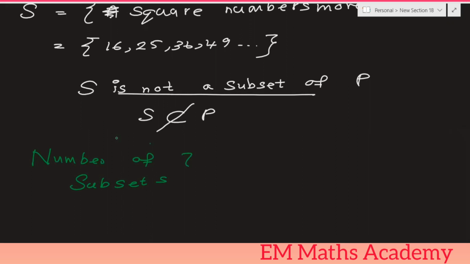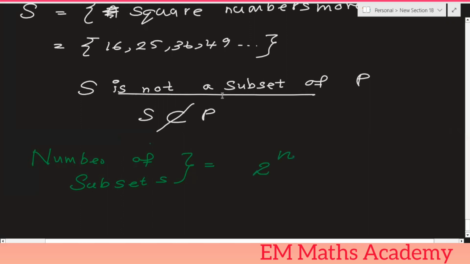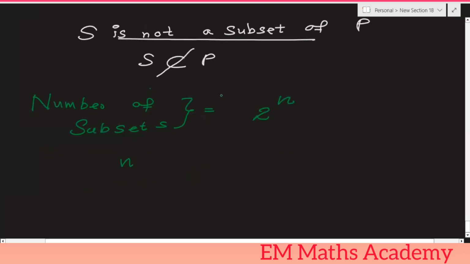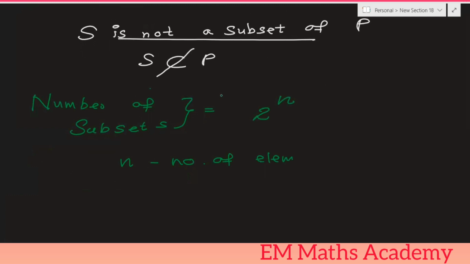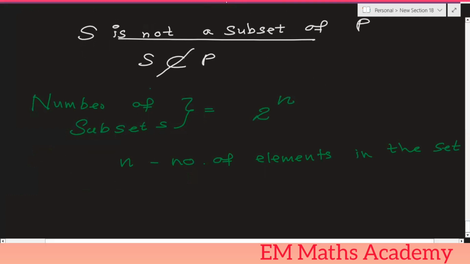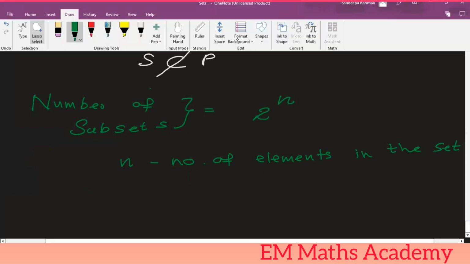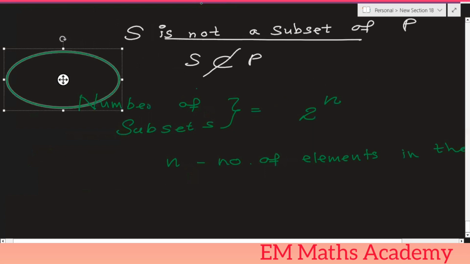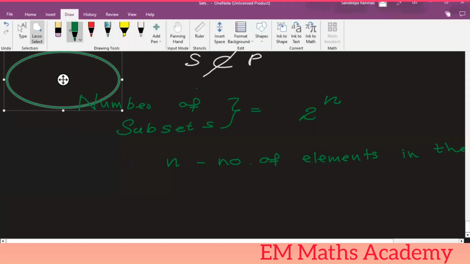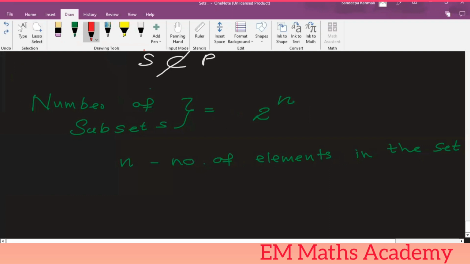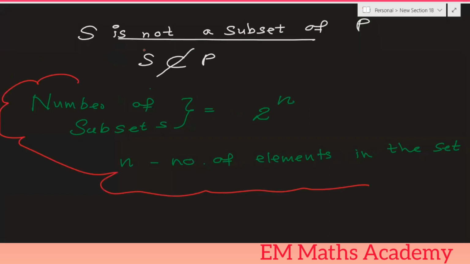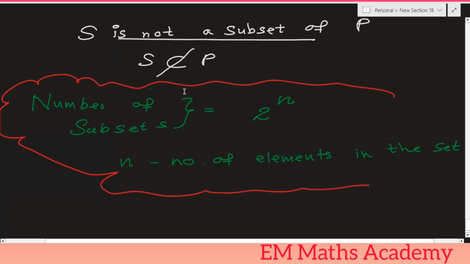Number of subsets is given by 2 to the power of n. N is what? N is the number of elements in the given set. The number of subsets that can be written can be found using this equation.